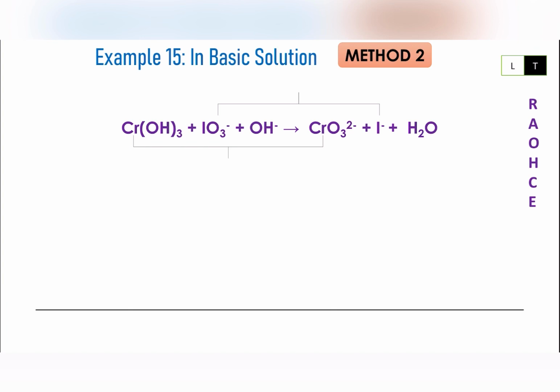Once you got two couples here, I'm going to choose the easiest one, which will be IO3 minus to produce I minus. So I got the oxidation number for iodine in IO3 minus, which will be positive 5. And here I minus, you got oxidation number negative 1. So from positive 5 to negative 1, you can see there is a decrease of oxidation number. So the process will be reduction, indicated by R. And the other couple automatically will be oxidation, O.